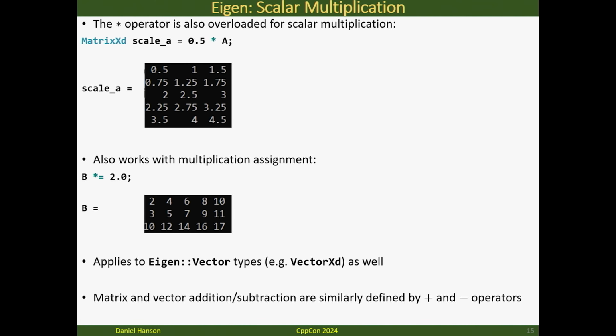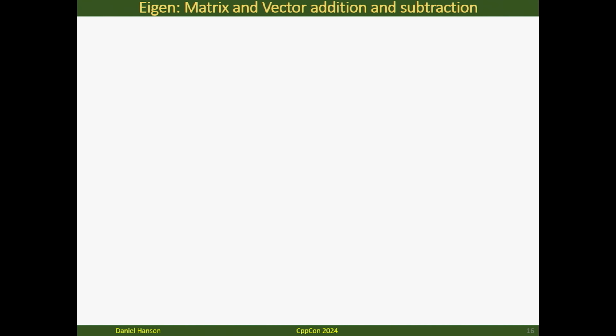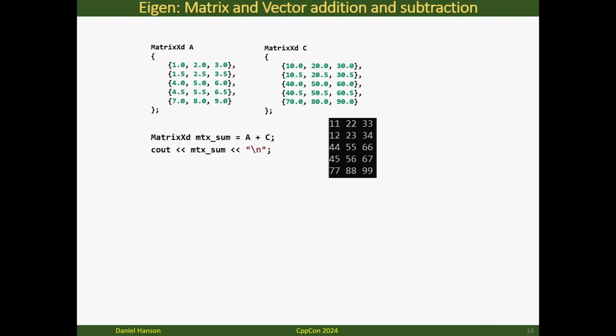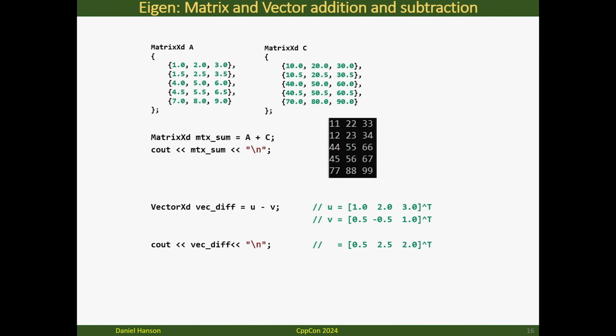And matrix addition and subtraction are similarly defined with the plus and minus operators. So for example, we have our matrix A and suppose another 5 by 3 matrix C, and we add them, and shazam, you get the result. But again, it's very nice because it flows mathematically, as you'll see on the next slide. Here's an example with subtraction. I just put the vector contents in the comments, just U minus V, and you get your result.